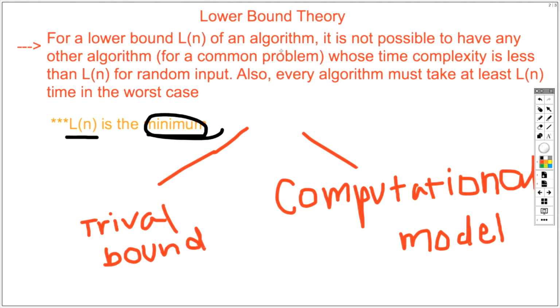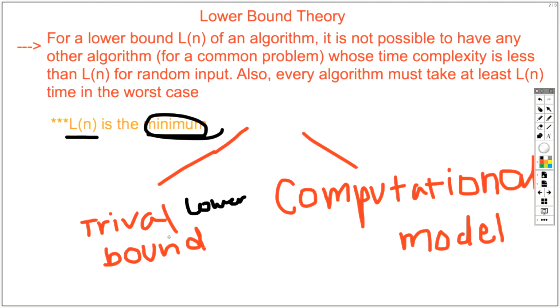Then the second part states that even in upper bound theorems, there is an Ln, which makes sense, because the Ln just goes higher than that. But Ln is present in both lower bound and upper bound whenever we're discussing. However, there are two examples of this theory. One is what we call trivial bound, and the second one is what we call computational model.